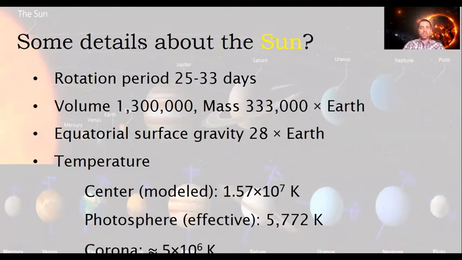Due to the deviation, strong magnetic disturbances occur, leading to the formation of solar flares and sunspots, especially during the 11-year replacement of the magnetic poles. Its volume is more than 1 million times, and its mass is more than 100,000 times that of the Earth. The gravity on the equator surface is 28 times that of the Earth.